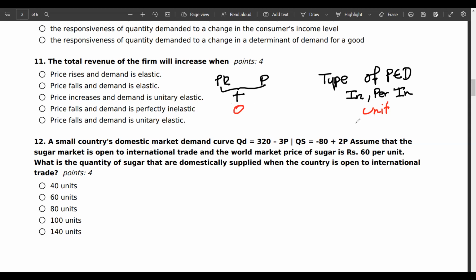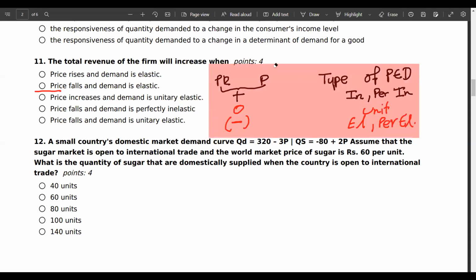If demand is elastic or perfectly elastic, what will happen? Price and producer revenue are negatively related. A price increase will cause producer revenue to drop. A price drop will cause producer revenue to increase. That's what happened here in this question. Remember this. That's enough. But remember, when I said 0, I meant no relationship between price and producer revenue. That's what I said.